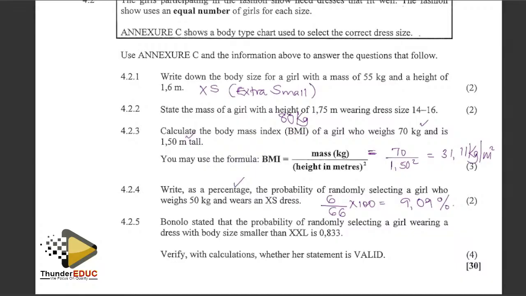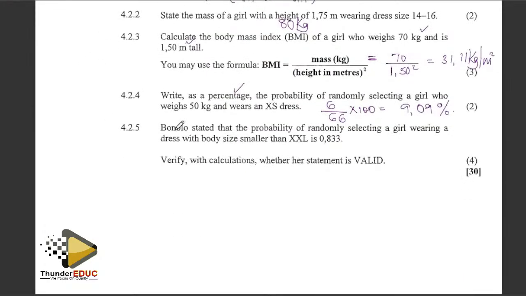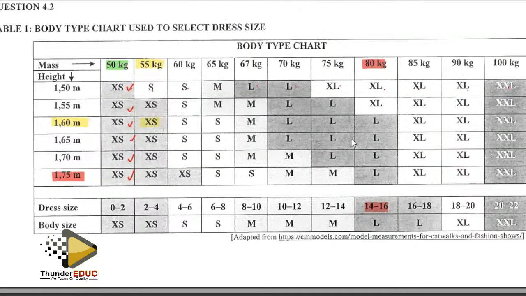All right. Bonolo stated that the probability of randomly selecting a girl wearing a dress with a body size smaller than extra large is 0.833. Verify with calculation whether the statement is valid. Now we are looking for girls who will be putting on smaller than XL. So we count ourselves here. We see how many girls have extra large here.